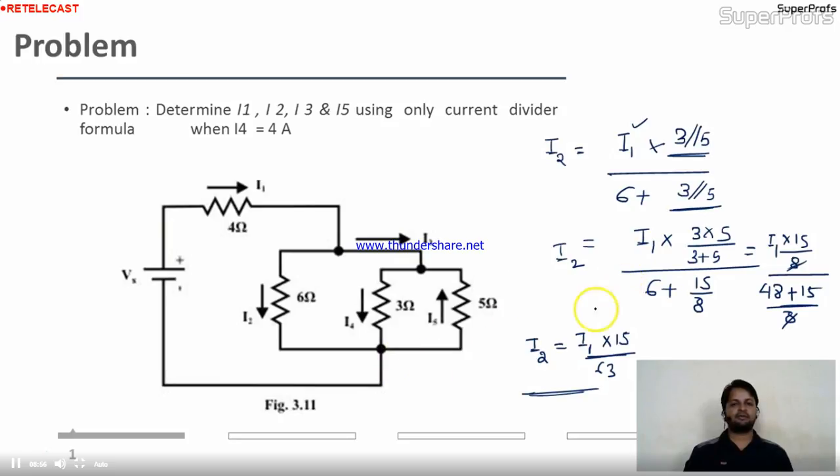Is it clear to you people? Tell me. So now it's up to you to find out the values of I5 and I3. Can you do it? Good.